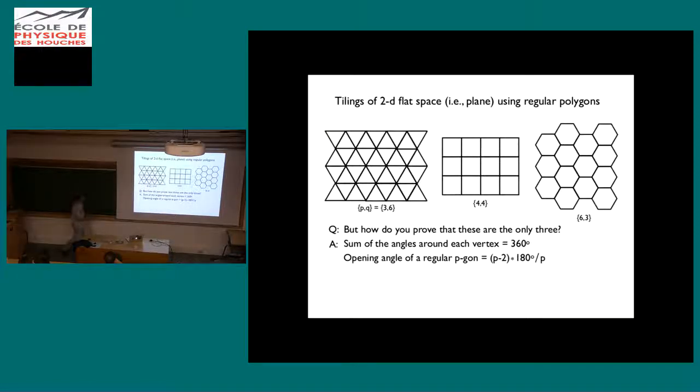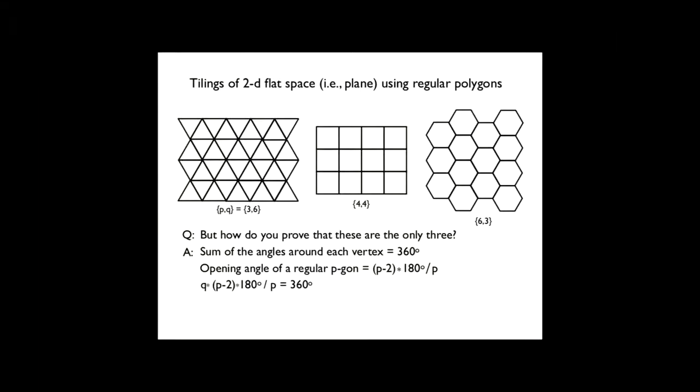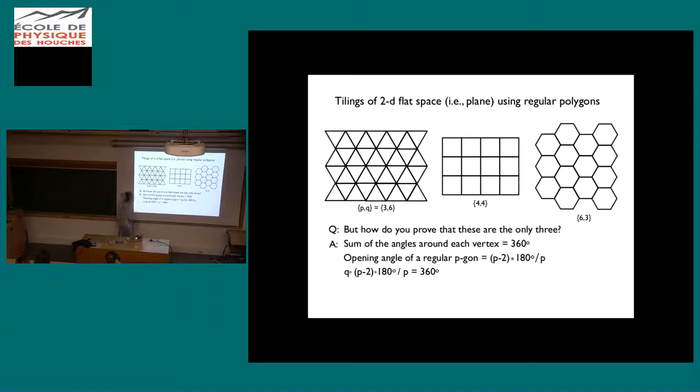So we have this. That's the opening angle of a regular P-gon, and we have Q of those meeting at a vertex. So we want Q times (P minus 2) times 180 over P to be 360. This is the most complicated math we'll do. Not going to do quantum field theory.